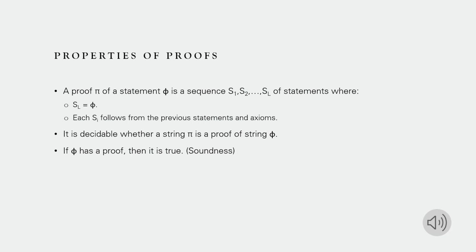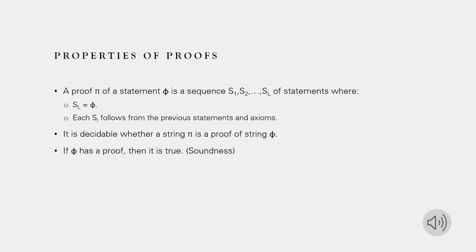The undecidability of the theory of the natural numbers with the plus and times relation has important implications for the provability of statements in that theory. A proof pi of a statement phi is a sequence of statements where the last statement is phi itself, and each statement in the sequence follows from the previous statements and axioms. So pi and phi are both strings, and it is decidable whether a string pi is a proof of phi. So it can be decided whether something is a proof of something else.